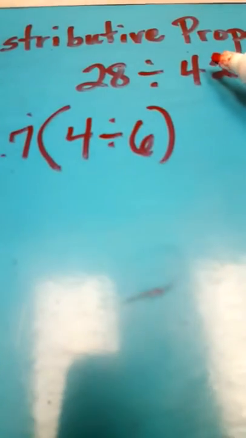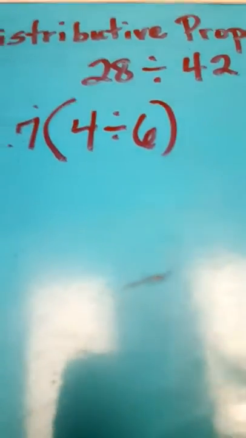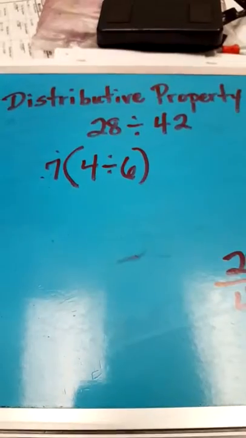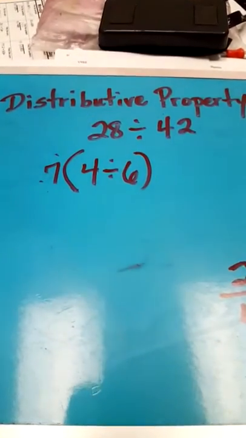7 times what equals 42? 6. And then put it in a parentheses, and that's how you do distributive property. They're very, very easy, but you have to do the GCF.